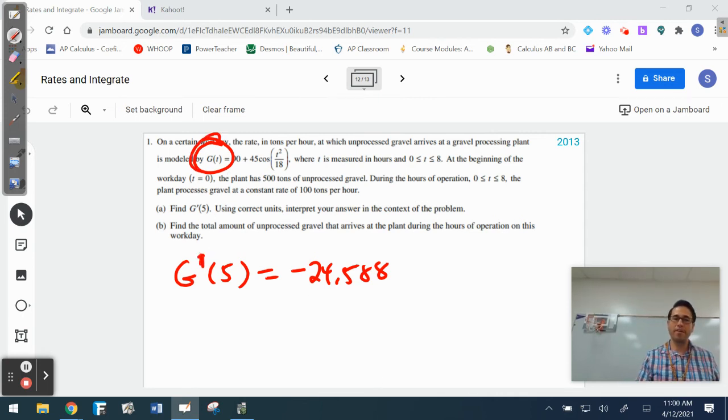Now remember, you're taking the derivative of a rate. So that means I'm talking about the rate. So then you should say at hour 5, the rate that unprocessed gravel arrives is decreasing, right? Because I got a negative answer. Since G of T is already a rate, it's talking about the rate that gravel is arriving. I just want to know if that rate itself is increasing or decreasing. That's why I took a derivative. So it's like a second derivative, right? This being the first derivative, and then the derivative of that would be the next one. We would want to make sure we explain it correctly. It says that this is in tons per hour, which means this would be tons per hour. Remember, it was like one of those problems we did earlier in this little video lesson.